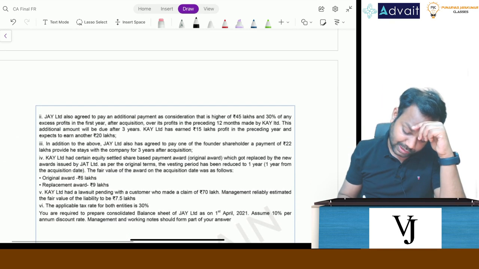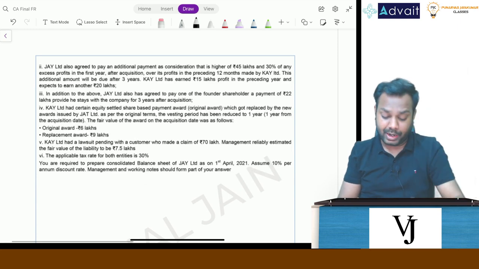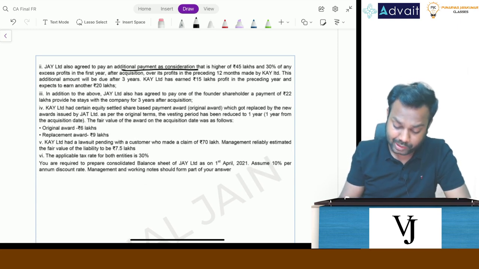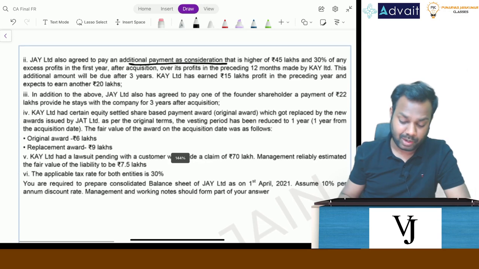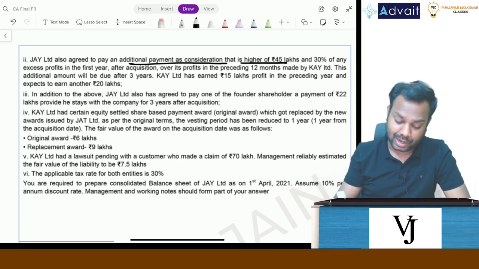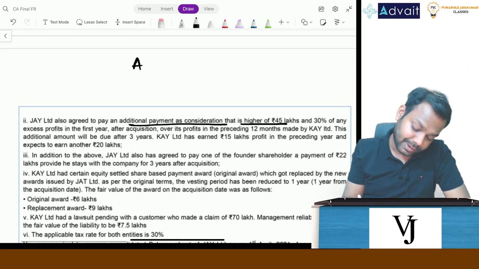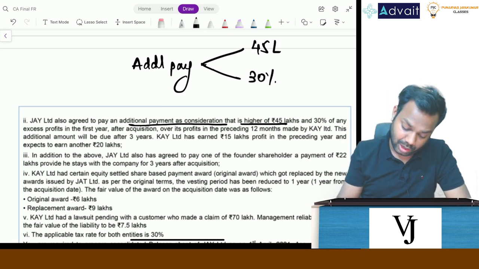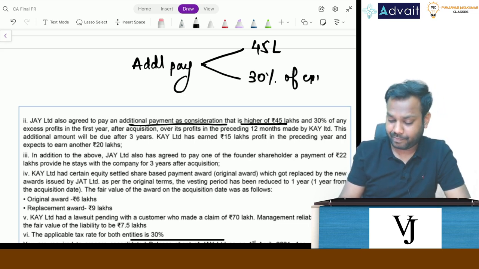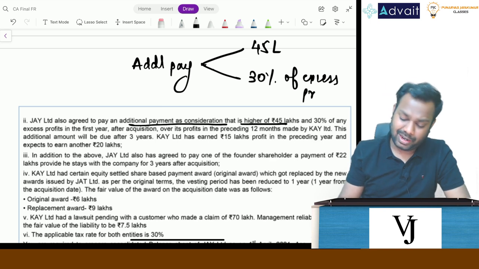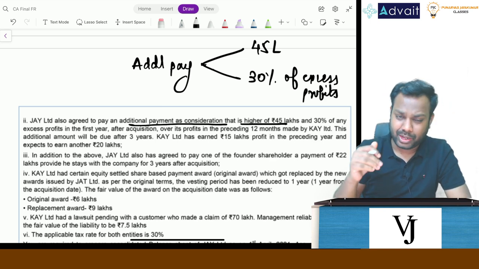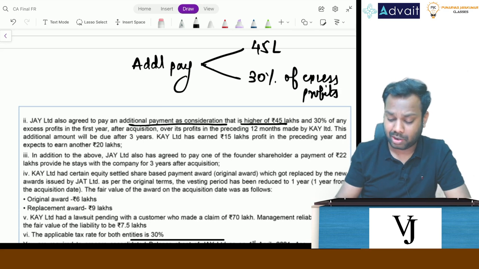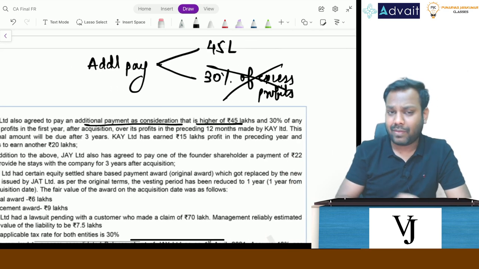Second point, J Limited also agreed to pay an additional payment as consideration. Please read this point, it's very important. It says additional payment, which is higher of 45 lakhs or 30% of excess profits. Tell me, can I calculate 30% of excess profits today? No, I cannot. Right, but 45 lakhs I can definitely calculate.